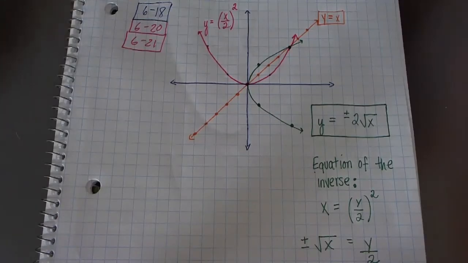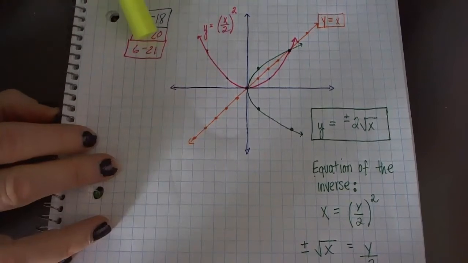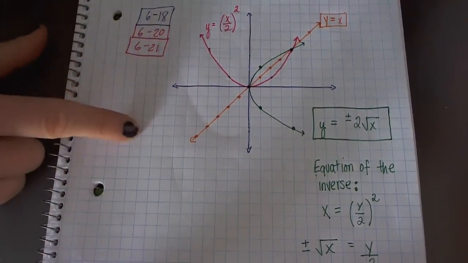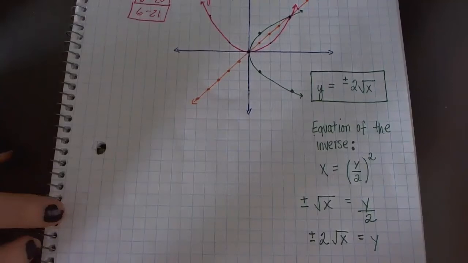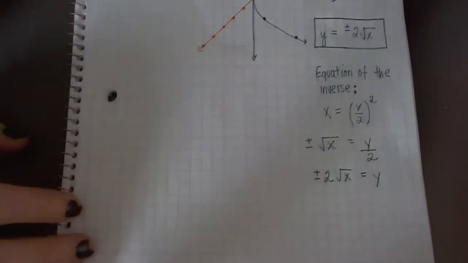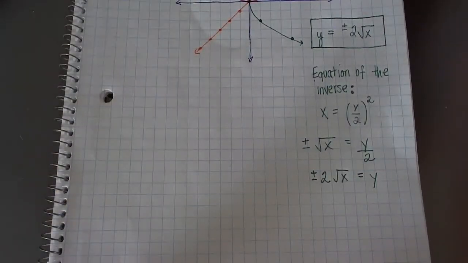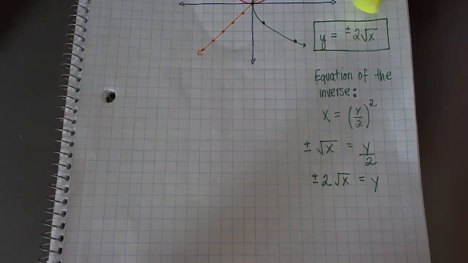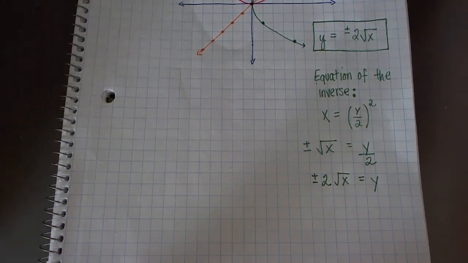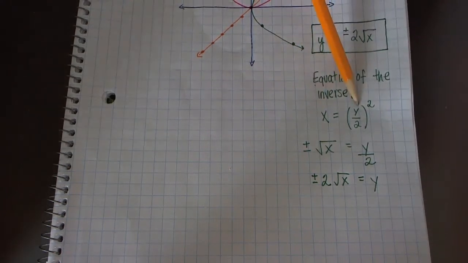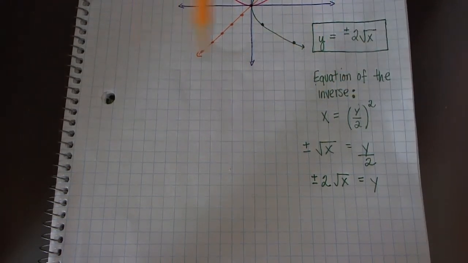Okay, so 618, this is our completed graph with the carbon copy. And now for 620, they want us to go through how to find the inverse of that equation. Okay, so I've written it down here, but if we go through that process, the first step is for us to switch the x and y in the equation, and then we're going to undo it.